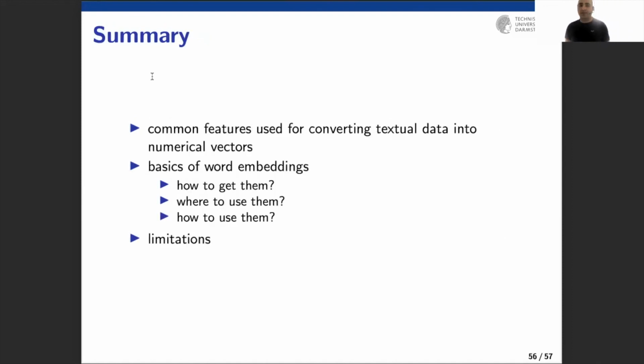Okay, so to wrap up our lecture, we discussed common features used for converting textual data into numerical vectors. We discussed different sources of information that may exist about text, and we also explained that the vector representation of a text should reflect linguistic properties of the text. These common features were traditional features that people use to convert texts to vectors.